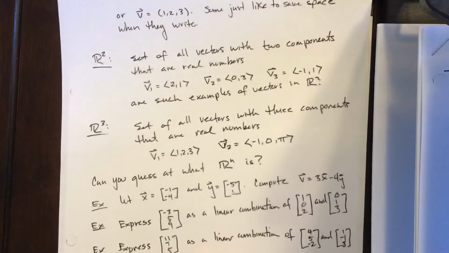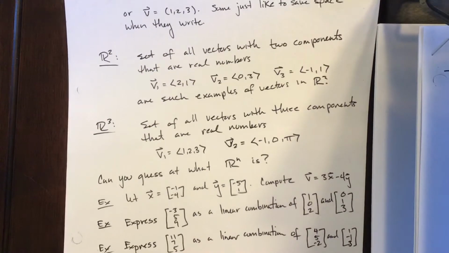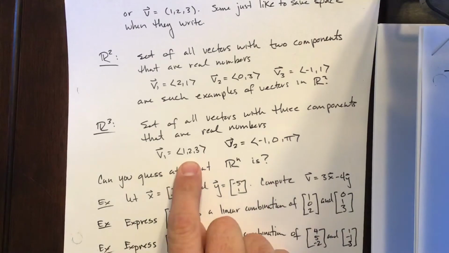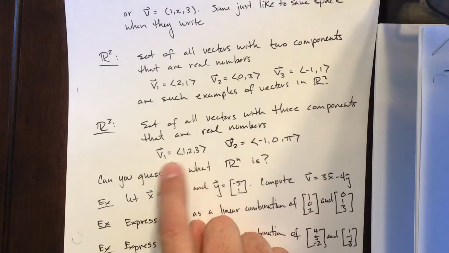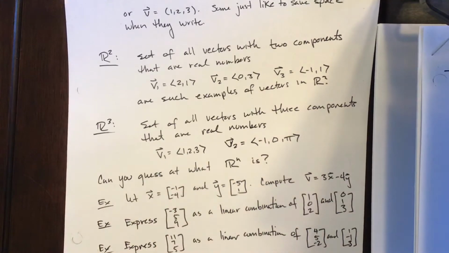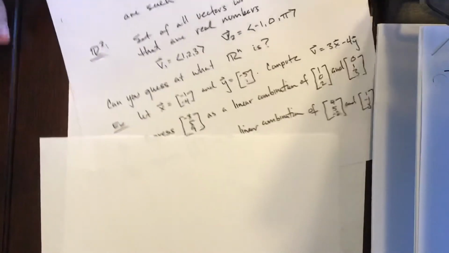What's R3? Well, it's the same thing, except there are 3 components to the vector. So you have an example like the vector 1, 2, 3. Now remember, this is a column vector, even though it's written this way. Or negative 1, 0, pi, because pi is a real number as well. So take a stab at what Rn is. Well, it's the set of all vectors with n components, each of which are real numbers.